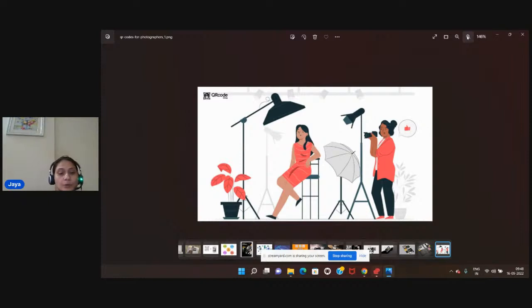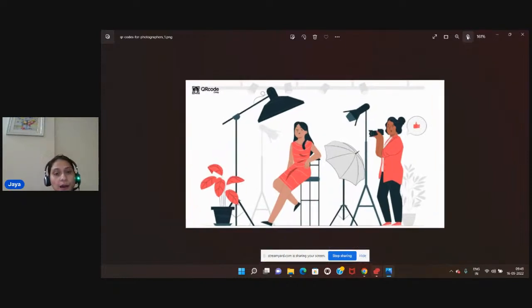Now my second point: why do videographers and photographers need this QR code? This is one thing when you showcase your resume. Now the question comes, why do we need it? There are different ways to showcase your work, but this QR code has more and more potential.